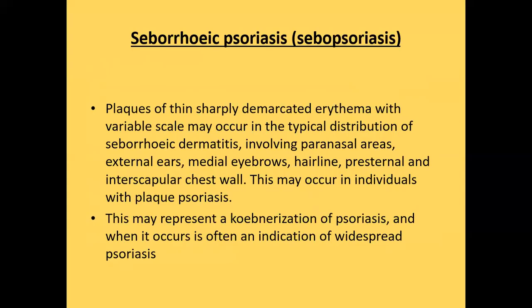Sebopsoriasis or seborrhoeic psoriasis. This is a rather disputable term which includes features of both seborrhea and psoriasis. The plaques are thin, sharply demarcated erythema, with variable scaling, distributed in the typical seborrheic eczema-like distribution, involving the paranasal areas, external ear, medial eyebrow, hairline, presternal, and interscapular areas. Such a presentation may be seen with psoriasis elsewhere or without any evidence of psoriasis.